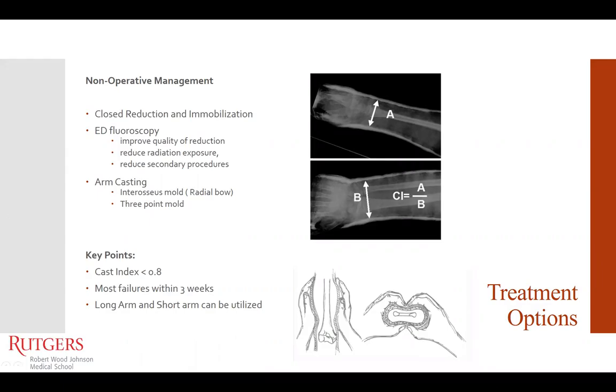Some debate, as I mentioned before, is between the short and long arm casts. When you're assessing this, and if you did put someone in a short arm cast and you're worried about loss of reduction, most of the time this is occurring within 3 weeks. So if you keep a close eye on your patients in the first week and the following 2 weeks, you can catch those losses of reduction and do a re-reduction if you need.